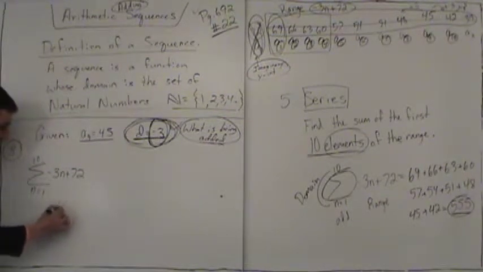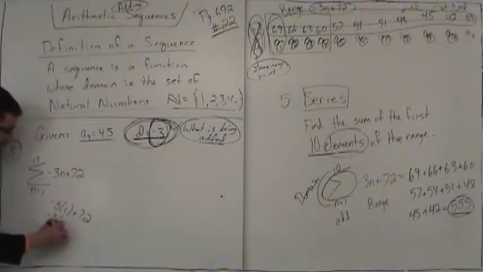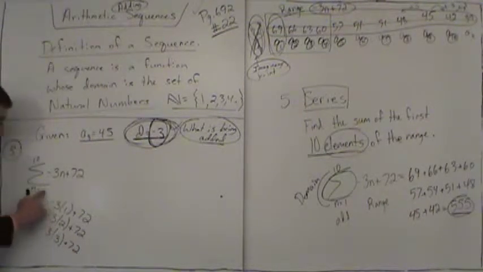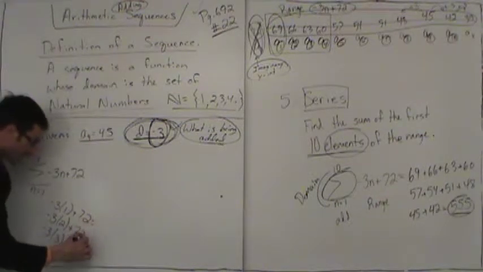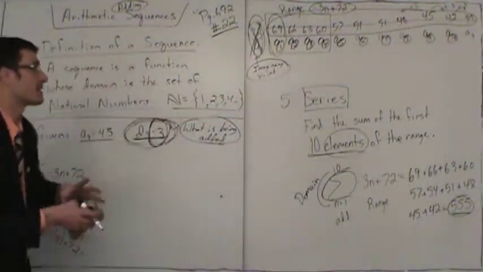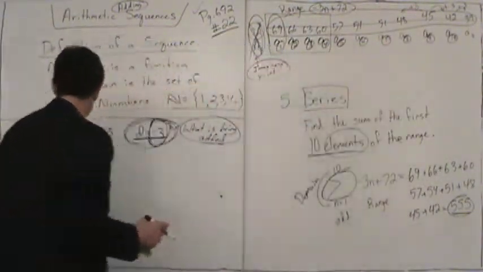So we write negative 3 times 1 plus 72. We're putting in 1 for n. Negative 3 times 2 plus 72. Negative 3 times 3 plus 72. So we put in 1 for n, we put in 2 for n, and we put in 3 for n. Let's see if we can find a pattern. Obviously this is going to be the numbers that we've already written up, that are already on the board over here. But again, you won't know this information. So can you read this question?